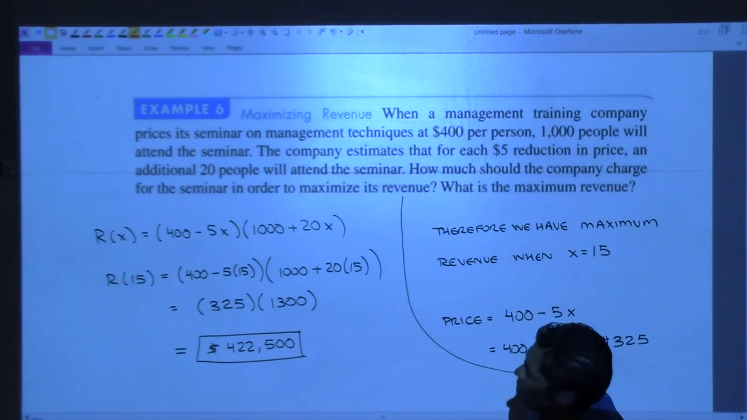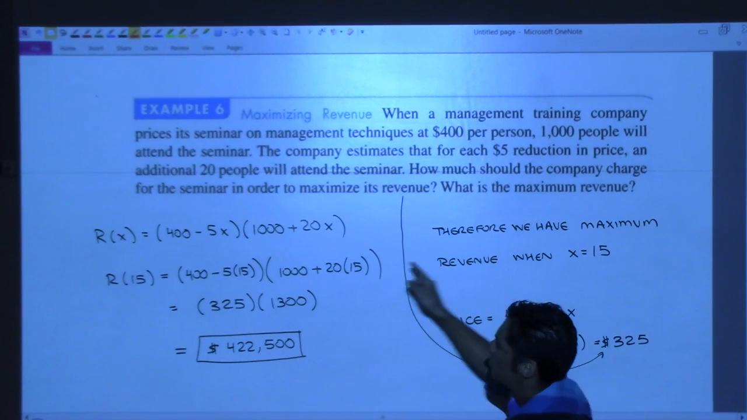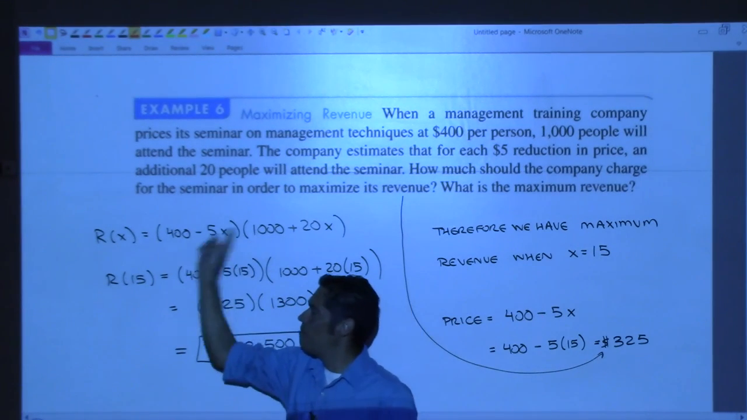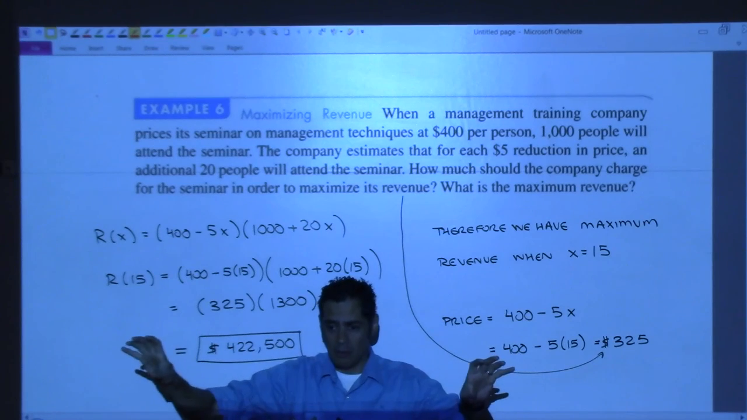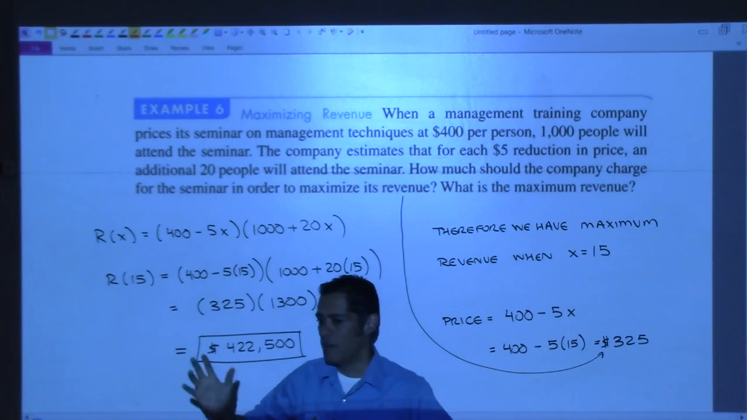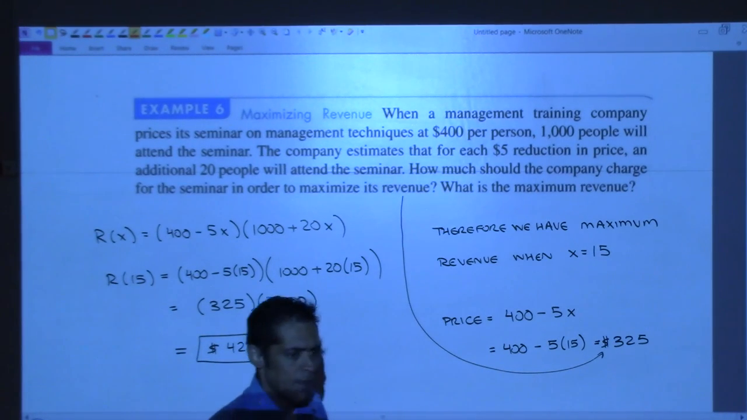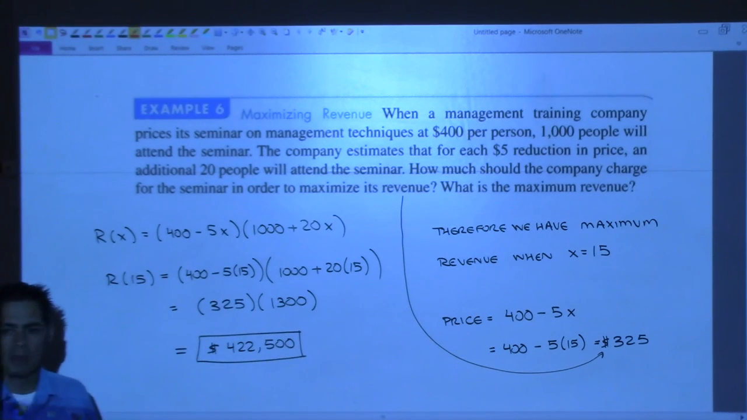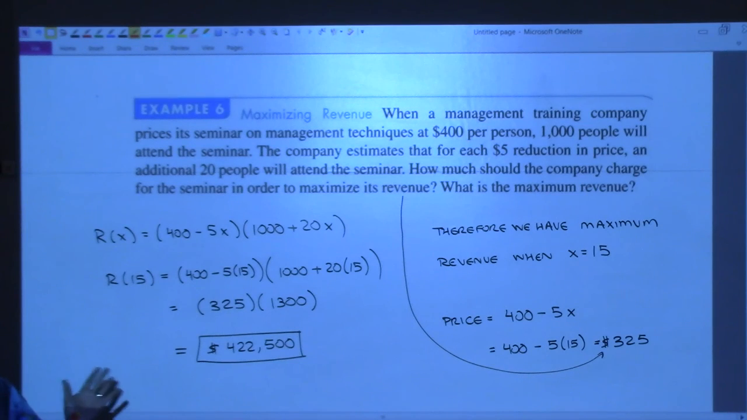Now, could you have plugged that 15 into the version of the revenue where it was already multiplied out? Yes, you could do that, right? But I did this actually for a reason. I wanted to ask you one more question, and I think you're going to be able to give me the answer just by looking at what's up here, if you understand what all this means. How much are we going to charge to maximize our revenue? $325, right?